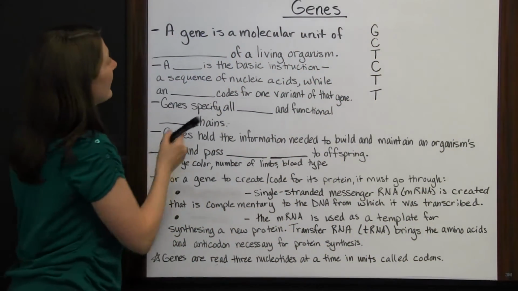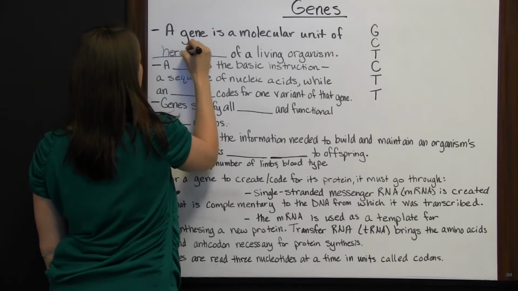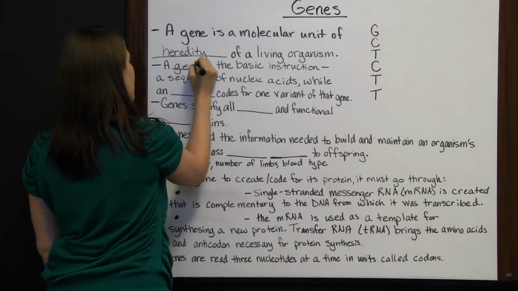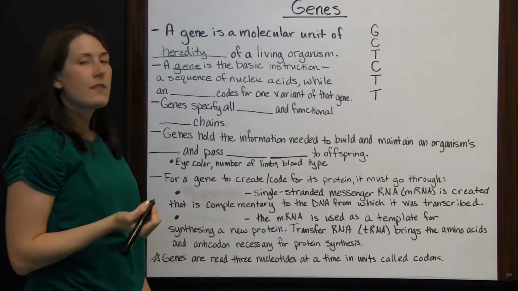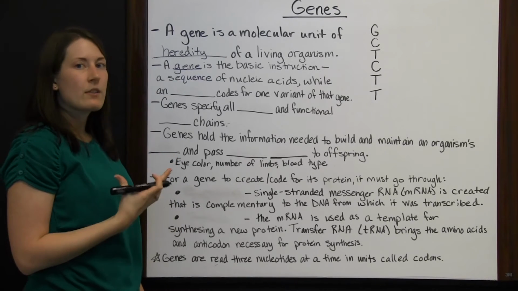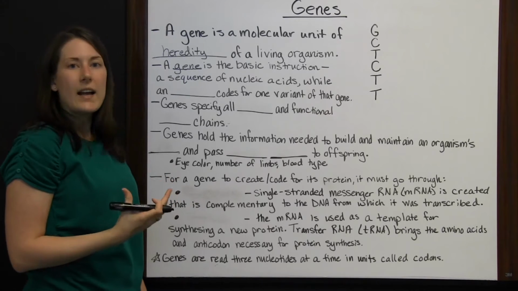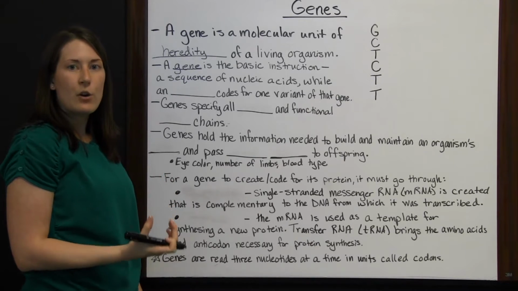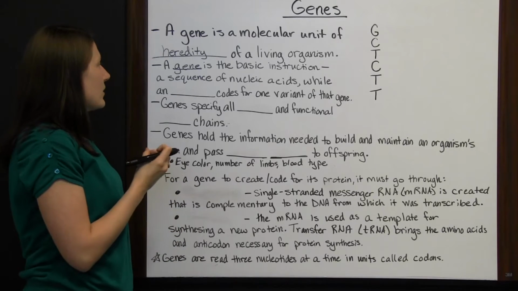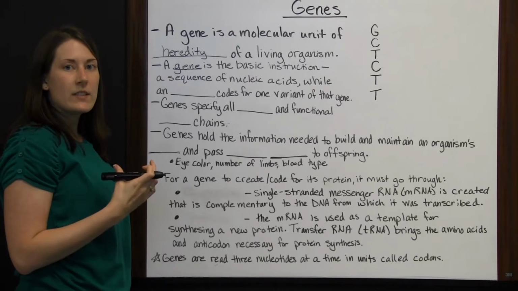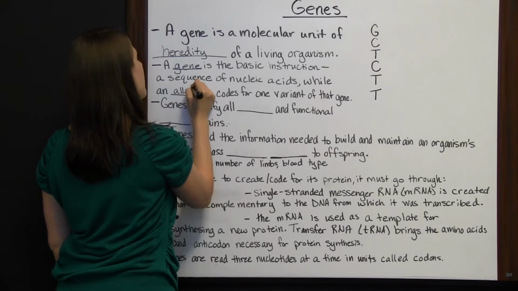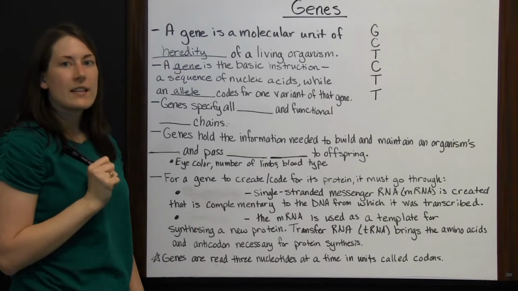Genes. A gene is a molecular unit of heredity of a living organism. A gene is the basic instruction, a sequence of nucleic acids. So a gene is going to be the sequence of nucleic acids that tells the cell to code for a certain protein or for a certain RNA chain. It isn't just one little thing, it's a sequence that gives an instruction to the cell. While an allele codes for one variant of that gene.